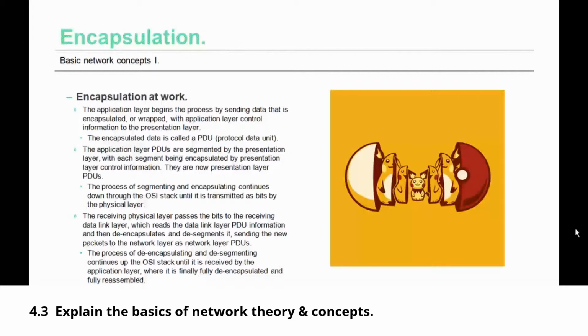The process of segmenting and encapsulating continues down through the OSI stack until it is transmitted as bits by the physical layer. The receiving physical layer passes the bits to the receiving data link layer, which reads the data link layer PDU information and then de-encapsulates and desegments it, sending the new packets to the network layer as network layer PDUs. The process of de-encapsulating and desegmenting continues up the OSI stack until it is received by the application layer, where it is finally fully de-encapsulated and fully reassembled. This encapsulation and de-encapsulation allows differing systems to be able to communicate together effectively.